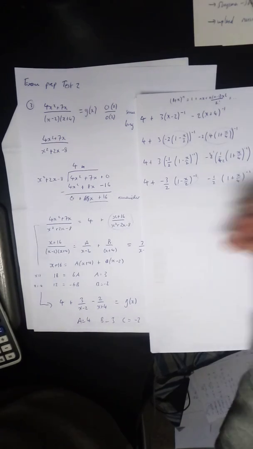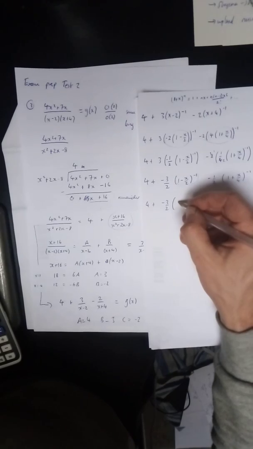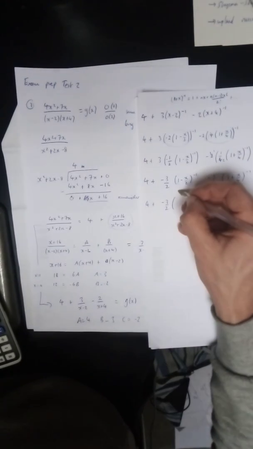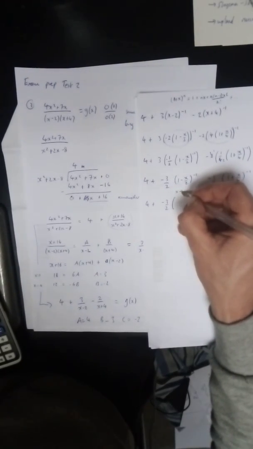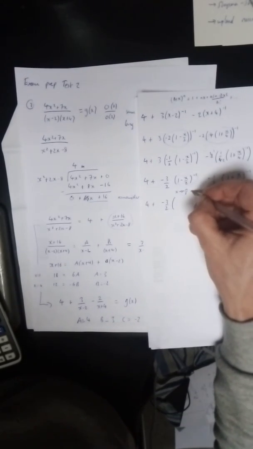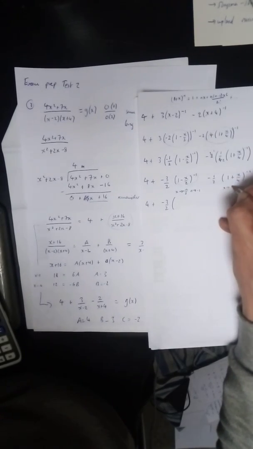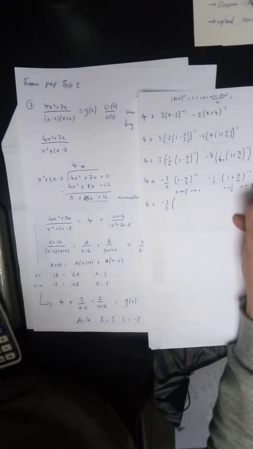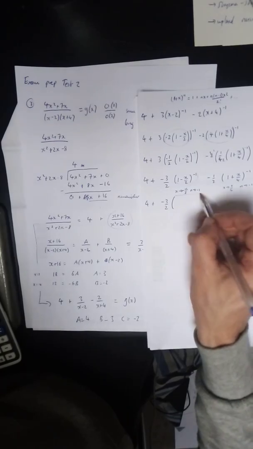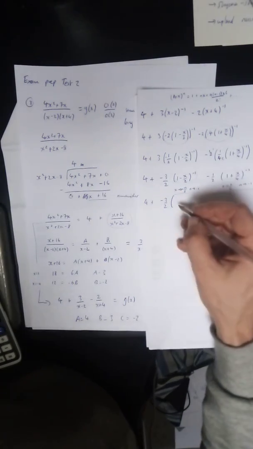And now we do the expansion. So it's 4 plus minus 3 over 2. Now brackets. So here we've got, what have we got? x goes to minus x over 2, and n is minus 1. Here we've got x is x over 4 and n is minus 1. So I'm just putting that to remind you what we're doing here in that formula. All right.